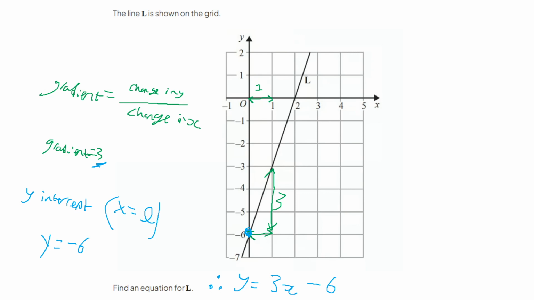Y equals mx plus c. Our m is 3 and our c is -6.